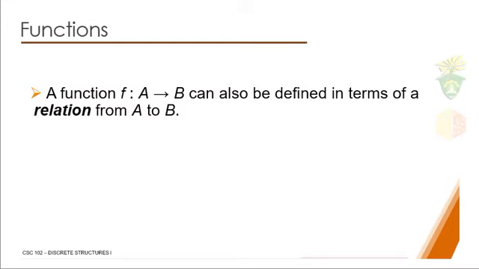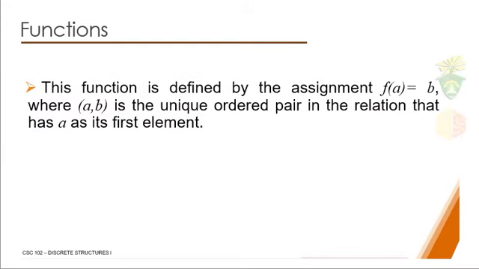Now, to reiterate, this function is defined by the assignment f(a) = b, where the ordered pair (a, b) is the unique ordered pair in the relation that has a as its first element.